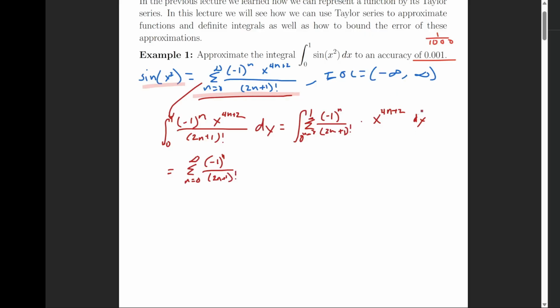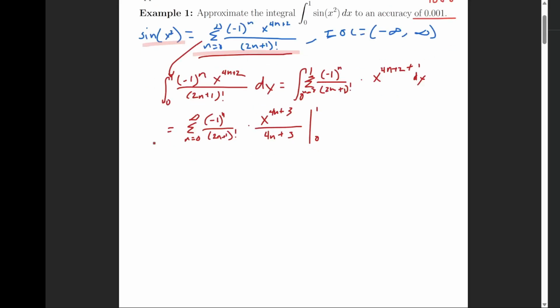But this part changes. So how do you deal with stuff when it looks like this? I'm going to give you 2 seconds to think about it. 1, 2. Did you decide how we take the integral of this? We just add 1 to the power and then divide by the new power. So the new thing would be x to the 4n plus 2 plus 1, over the new power, which is 4n plus 3, and take it from 1 to 0.